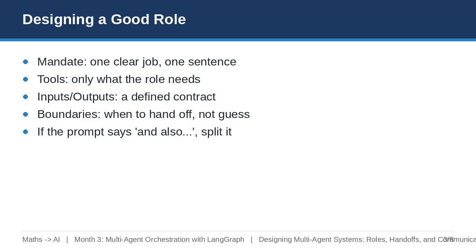Treat each agent like a focused team member. Give it a single-sentence mandate, the minimum set of tools, and a clear input-output contract. Crucially, define its boundaries, when it should hand off rather than improvise. A reliable signal that a role is too broad is when its prompt keeps saying "and also handle this." That's your cue to split it into another agent.